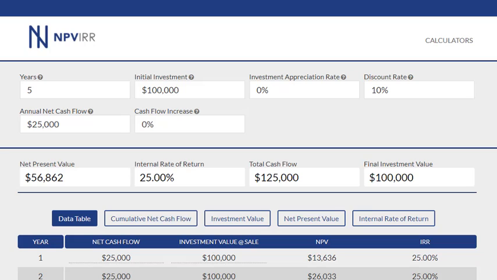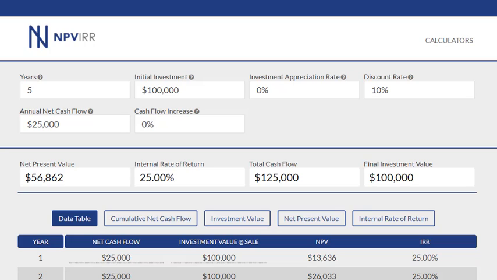The technical definition or equation for calculating IRR is this. The internal rate of return is equal to the discount rate that causes the net present value of future cash flows to equal zero. That was a mouthful, so let's break it down.